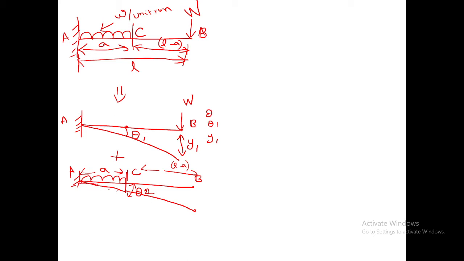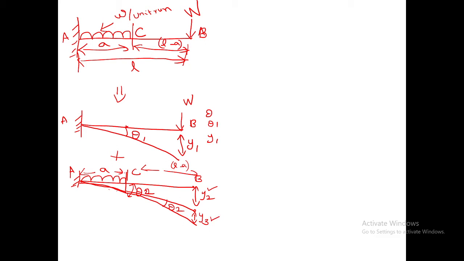Now the deflection. Up to this point it is y2, and the remaining part is y3. This y2 and this theta 2 are up to A. Up to A, the deflection is y2. For the remaining distance, L minus A, the deflection is y3.